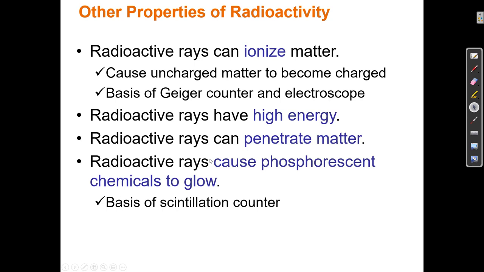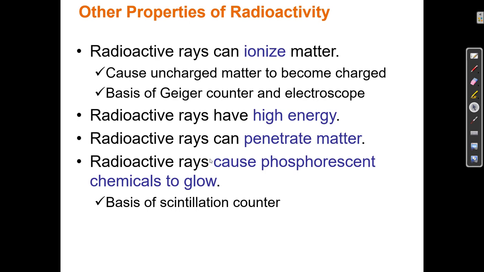So what radioactivity can do is it can ionize matter. Ionized matter means turning an atom that's neutral into an atom that's an ion. Now there's two different ways to do that. A radioactive ray can remove an electron from a neutral atom, which will cause it to have a positive charge, or a radioactive ray can remove a neutron from the nucleus, which would cause the atom to have a negative charge. So radioactive rays can turn neutral atoms into ions by ejecting electrons or protons from the nucleus, and they also can eject neutrons from the nucleus.